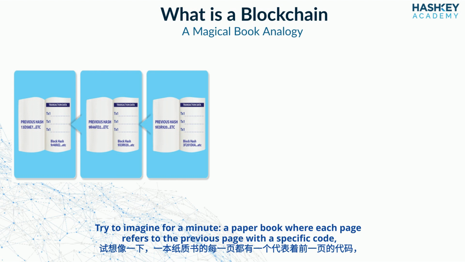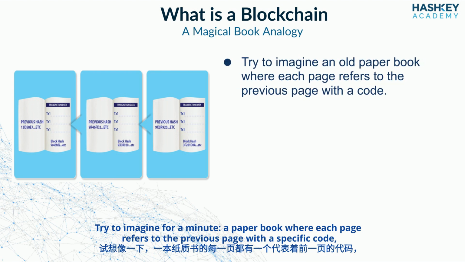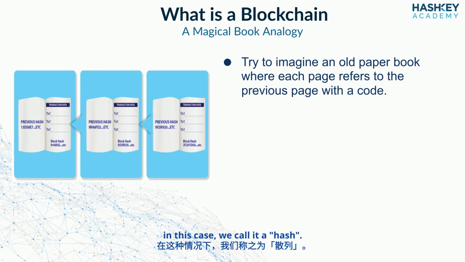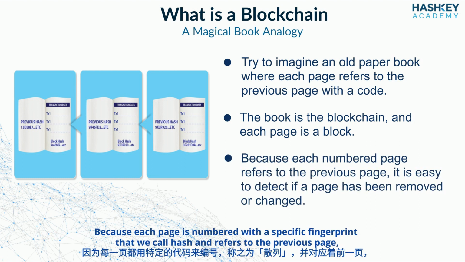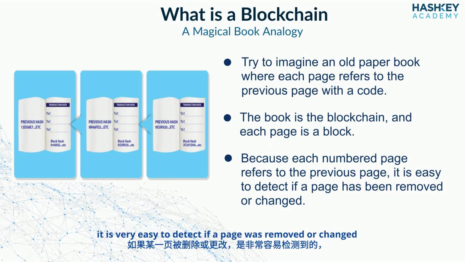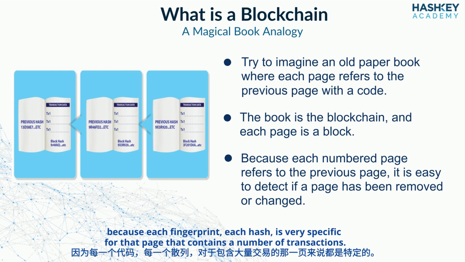Well, try to imagine for a minute a paper book where each page refers to the previous page with a specific code. In this case, we call it a hash. The book is the blockchain, and each page in the book is a block on the blockchain. Because each page is numbered with a specific fingerprint that we call hash and refers to the previous page, it's very easy to detect if a page was removed or changed because each fingerprint, each hash, is very specific for that page that contains a number of transactions.